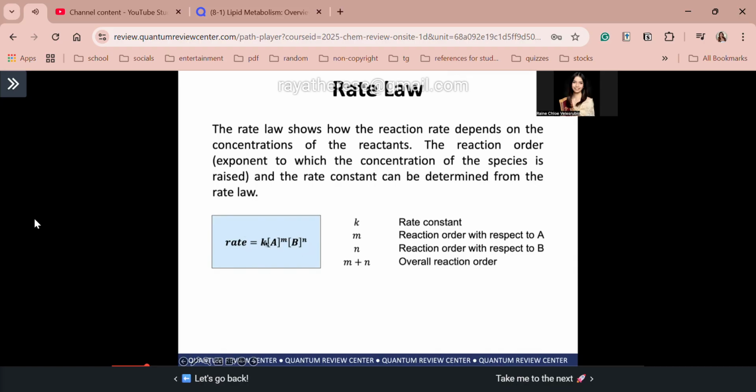Rate is equal to the rate constant k times A, concentration of A to the power of m. So m is the reaction order with respect to A times B. So this is the concentration of B to the power of n. And n is the reaction order with respect to B. So guys, kindly correct this in your manual, where m plus n is the overall reaction order. Okay, so again, kindly correct this on page P57.